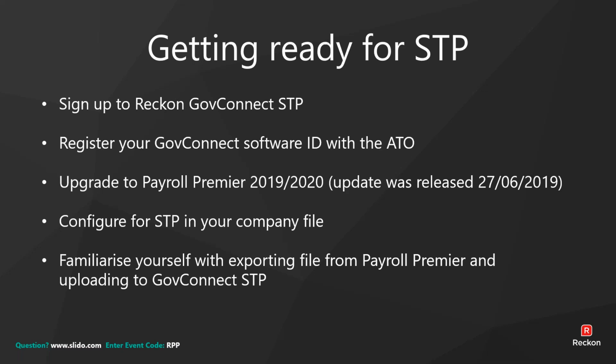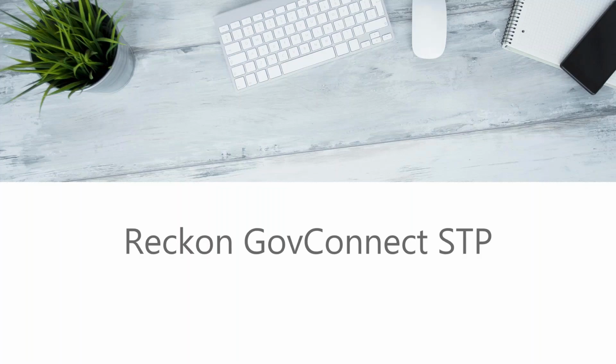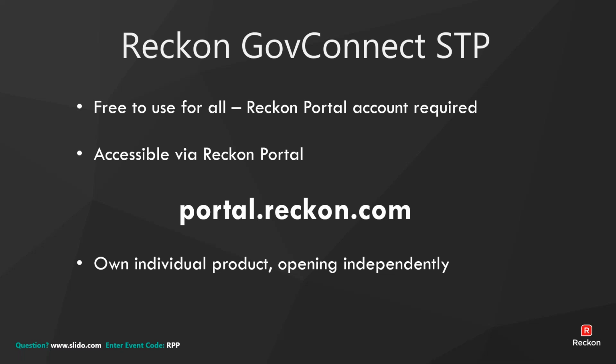So what is Reckon Gov Connect? Reckon Gov Connect is a cloud-based solution for communicating with the ATO. It's free to use for everyone, so you've just got to pay for, of course, your Payroll Premier upgrade. Reckon Gov Connect is part of the Reckon portal, which is where we house a number of our other cloud-based products like our Cloud POS, our Reckon One product, Better Clinics, Better Bookings, that sort of thing. So the portal is free to use.